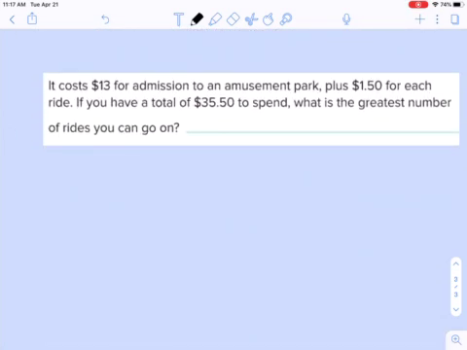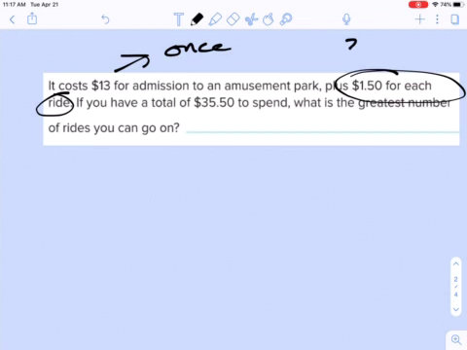It costs $13 for admission to an amusement park plus $1.50 for each ride. That seems kind of expensive, but maybe not. So that means when you go to the amusement park, you pay that $13 once, right? And then $1.50 for each ride. That means however many rides you go on. So if you go on 2 rides, you're going to pay $3. If you go on 4 rides, you'll pay $6, and so on, right?